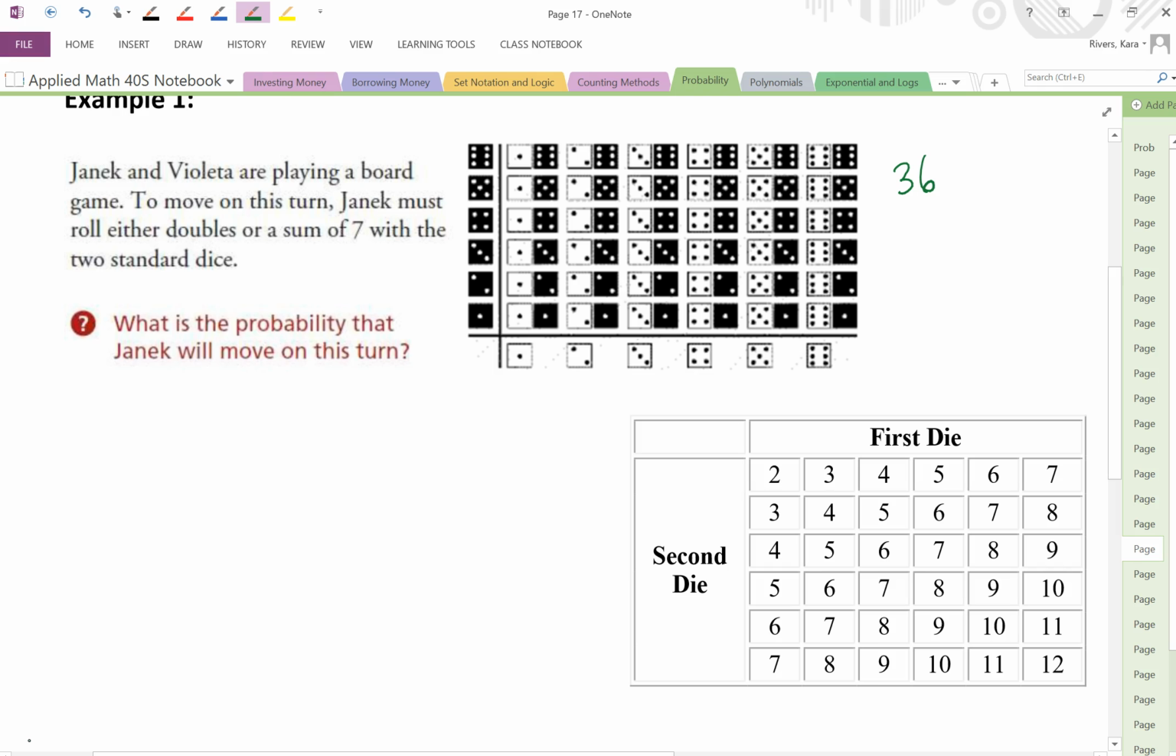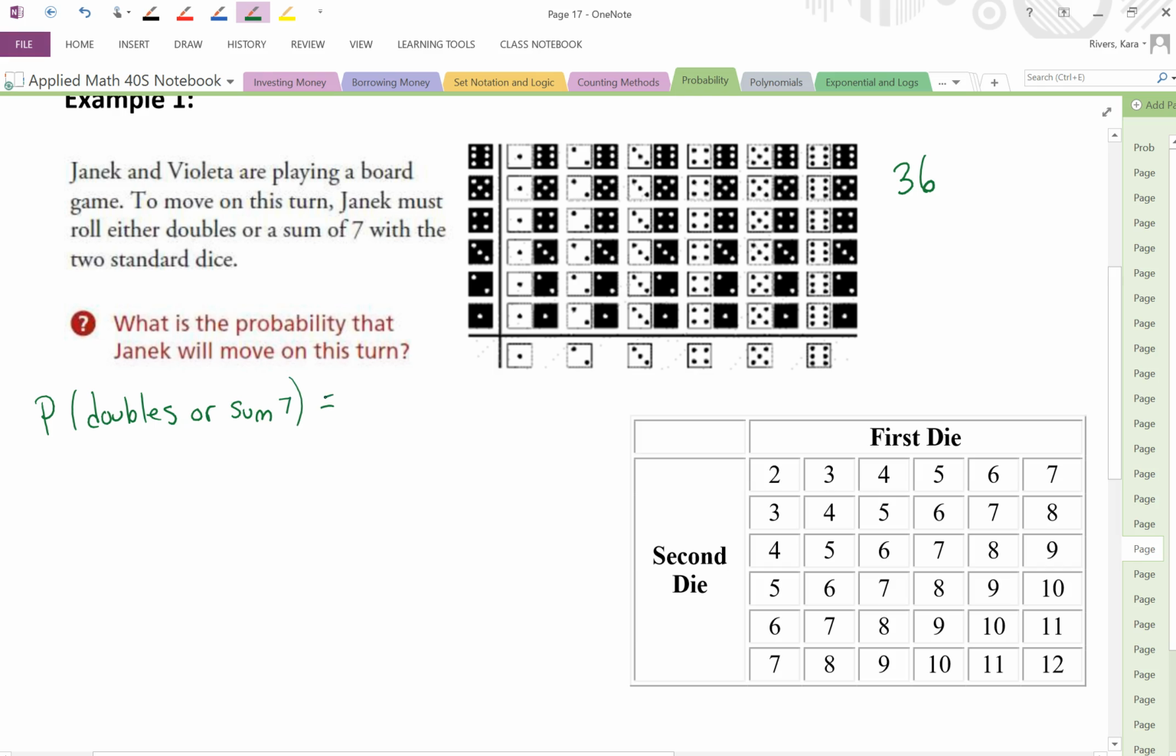The question we're being asked here, what is the probability that Yannick will move his turn? So we want to know, what is the probability of getting doubles or a sum of 7?